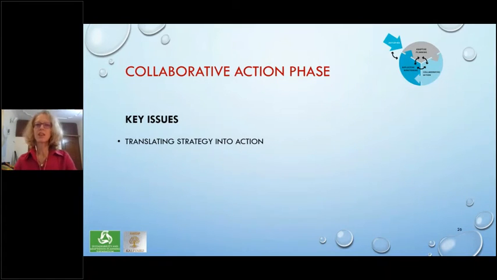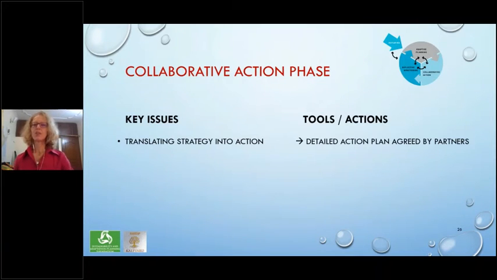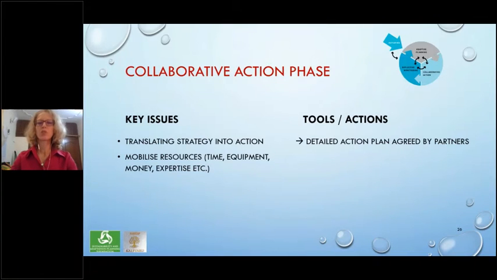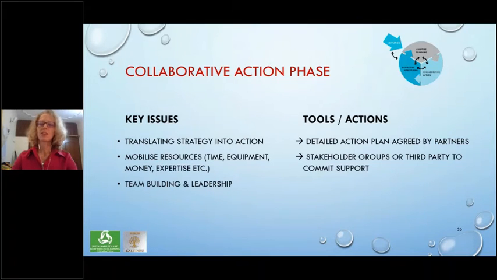It's very important to stay flexible in your process. It is a danger to have too firm, formalized structures only, and we need to see an iterative process between strategy and action. So a detailed action plan can be agreed, which can also be revised over a certain period of time. Mobilizing resources, the commitment has to come from either stakeholder groups to spend their time, their equipment, their money, their expertise, or from a third party to commit their support to this partnership to be able to move forward. Team building, again, is very important here.